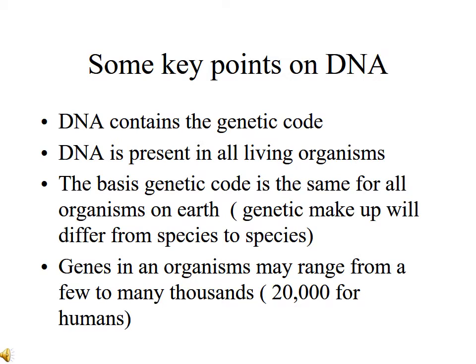Lastly, genes in an organism may range from a few to many thousands. For example, a simple virus may have perhaps 5 genes, whereas a human will have upwards of 30,000 genes. The more complex an organism is, as you might expect, the more genes it will have.